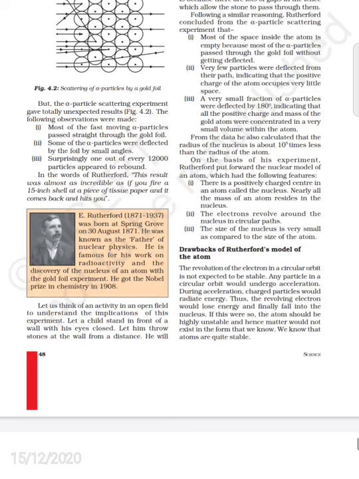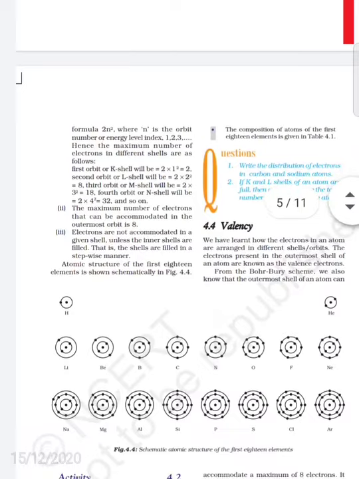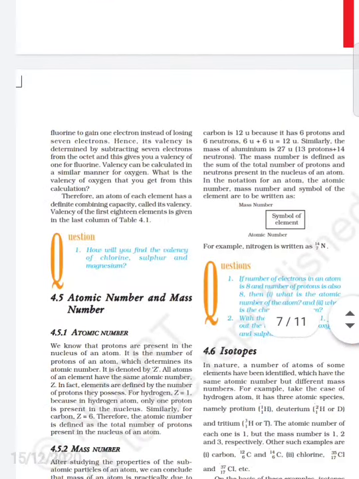Up to now we have seen about the discovery of electrons, and we have seen about Thomson's atomic model, Rutherford's atomic model, and finally Bohr's atomic model. I will come in the next video in order to learn about the valency and the atomic mass, atomic number, mass number, and about isotopes and isobars.